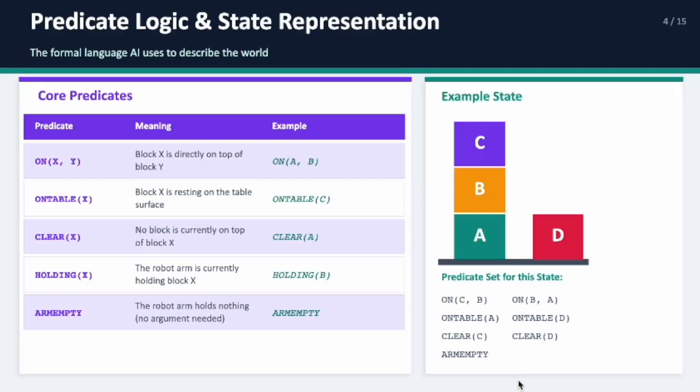Now look at the example on the right. We have a tower, C on top of B, B on top of A, and D sitting separately on the table. This is exactly how the AI sees the world, not as a picture but as a set of logical facts. Every single action changes some of these facts, and the planner's job is to find the right sequence of actions to transform the current fact set into the goal fact set.